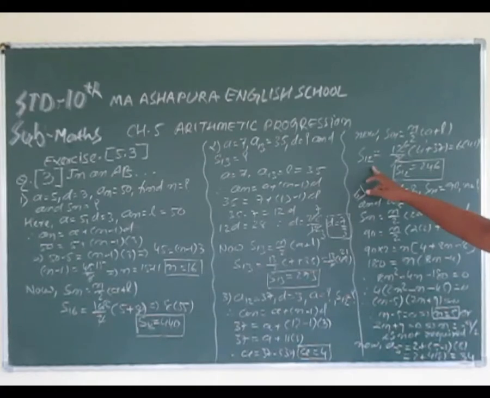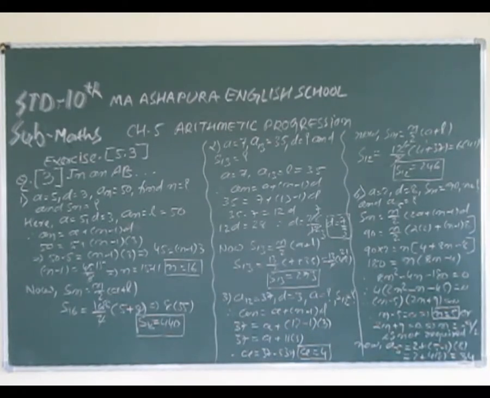We get S12 is equal to 12 by 2 into bracket 4 plus 37. 4 plus 37 is equal to 41. 2 sixes are 12. And then finally we get 6 multiplied by 41 is equal to 246. So S12 is equal to 246.